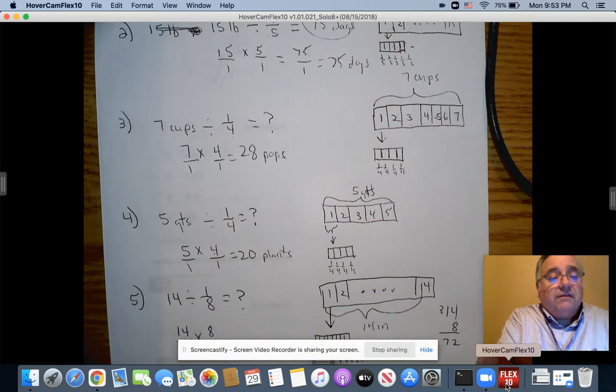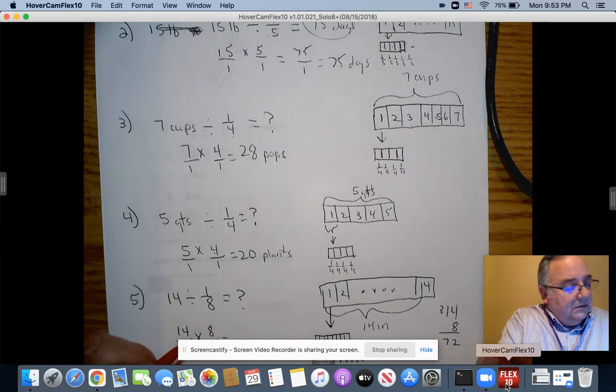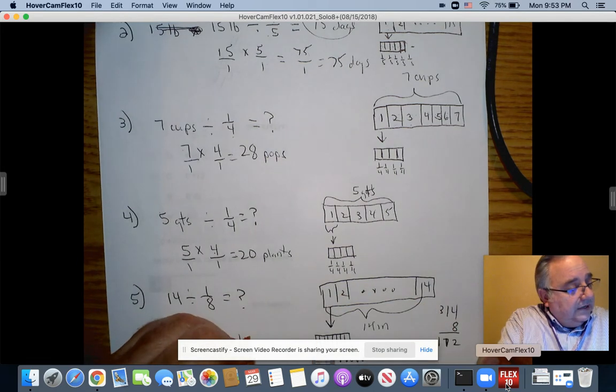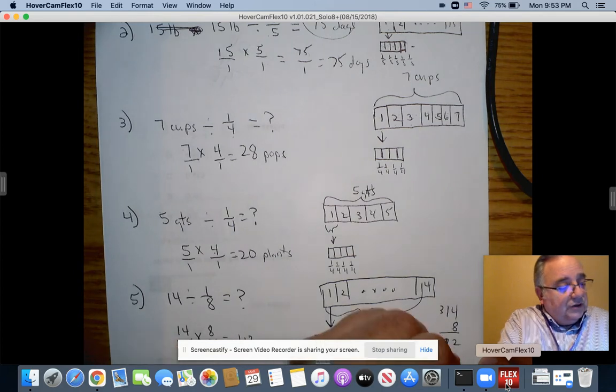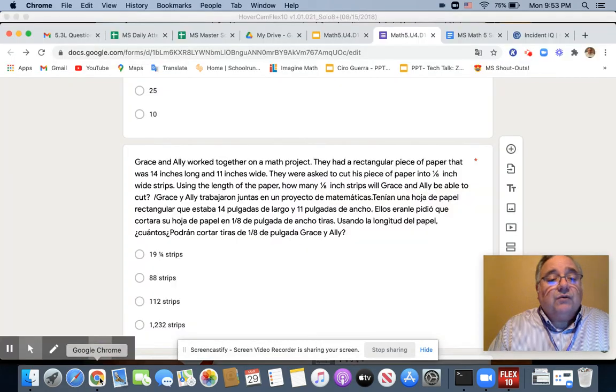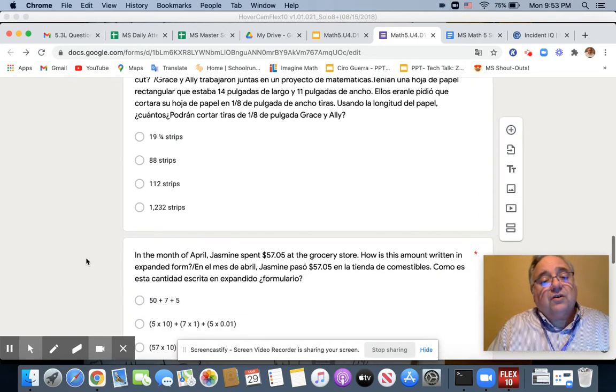That's 112 total strips. Did we have an answer of 112? Yes, we did. There it is. All right, let's turn the page and let's start going to number 5.